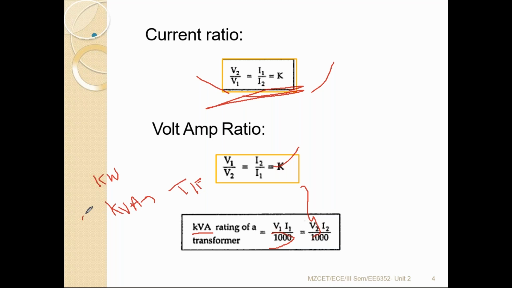Why is it represented in the form of kVA? Do you know or not why the transformer power rating is represented in kVA? The power rating of a transformer is represented in kVA. What is the reason?